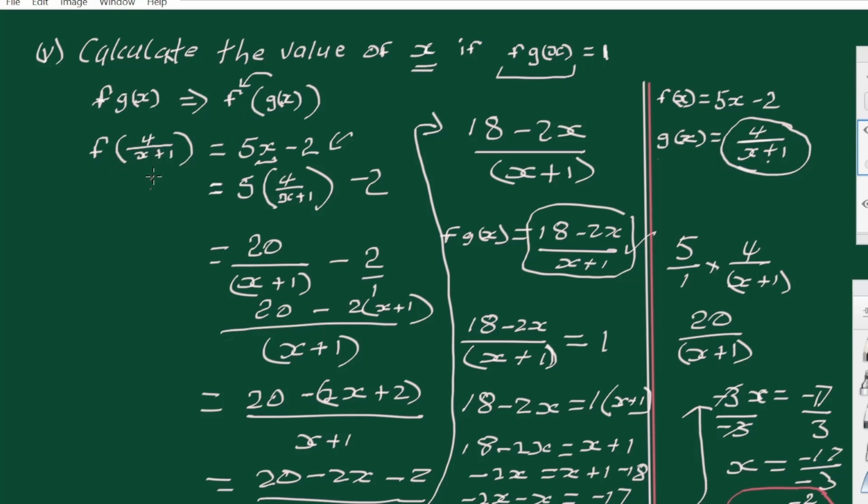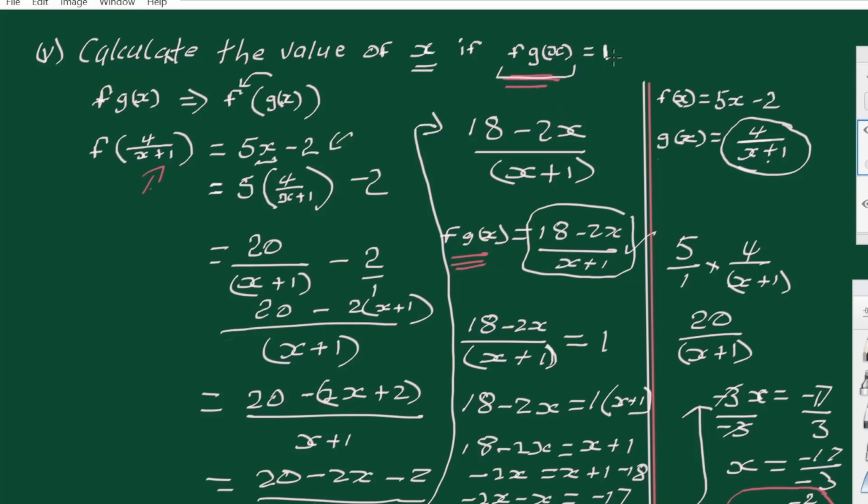And again, this indicates the input to function f here. So this is function f. Function f is 5x minus 2. So into this function, we're going to input the bracket content here. So it's 5 multiplied by 4 over x plus 1 minus 2. We went ahead and worked that out here. We arrive at our answer, fg of x equals 18 minus 2x all over x plus 1. So this is our function here, which is the same as here.